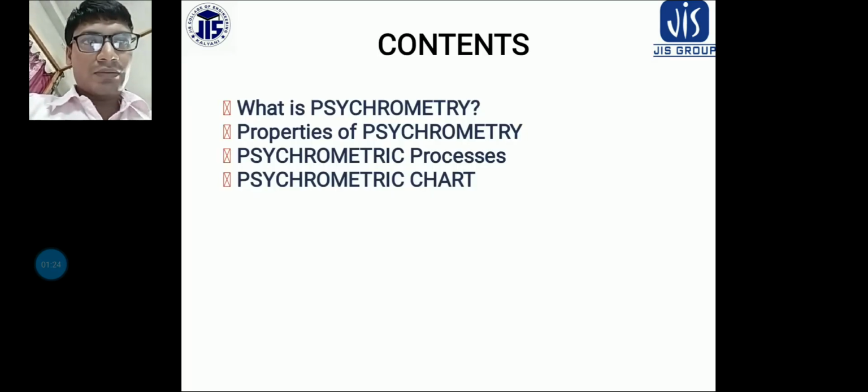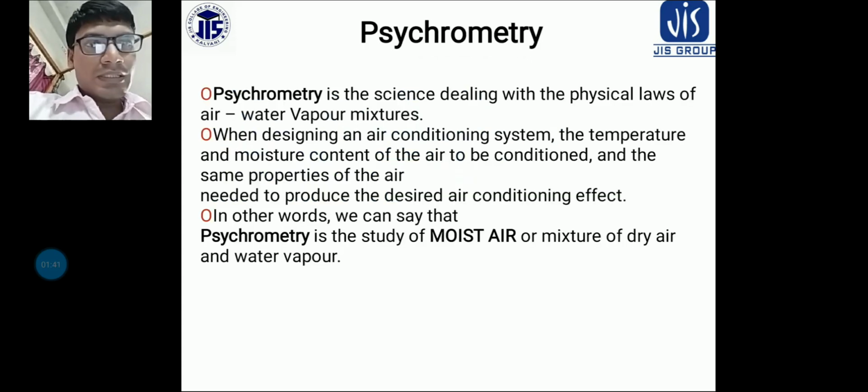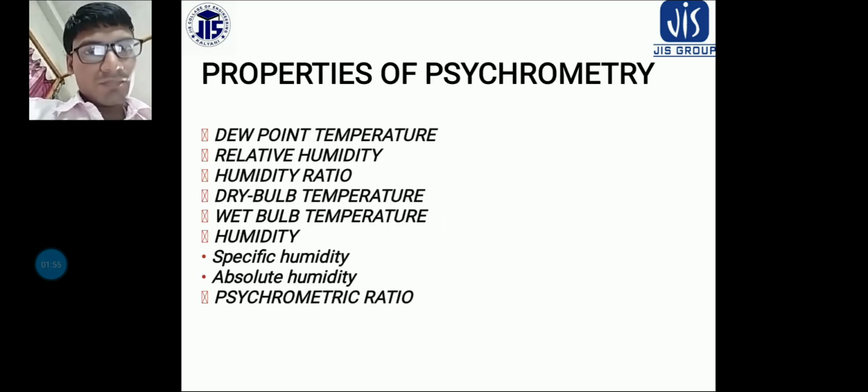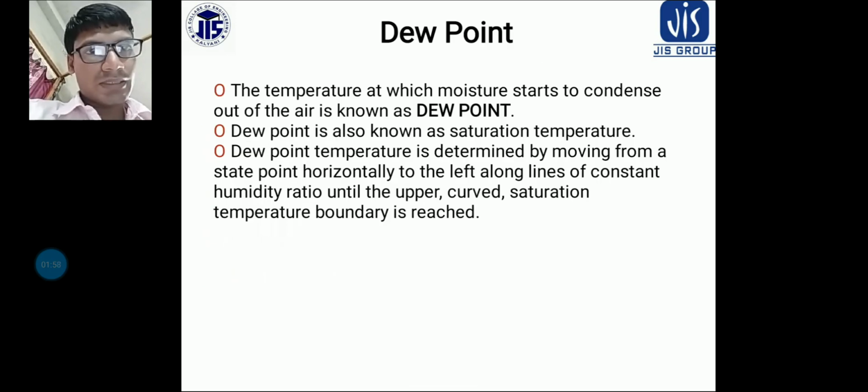Let us start. In the last few classes I have taken some lectures on psychrometry. What is psychrometry? Properties of psychrometry. Then we discussed psychrometric processes, and after that we will be discussing the psychrometric chart also. The definition of psychrometry was discussed: the study of moist air, or a mixture of dry air and water vapor, and these are the properties: dew point temperature.